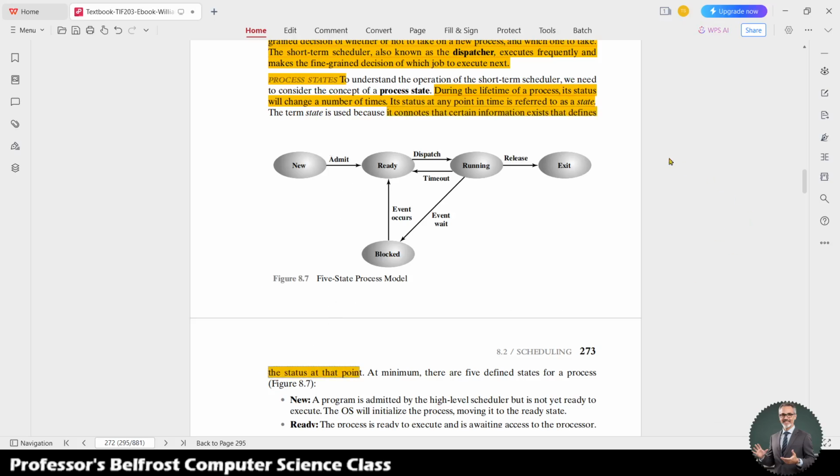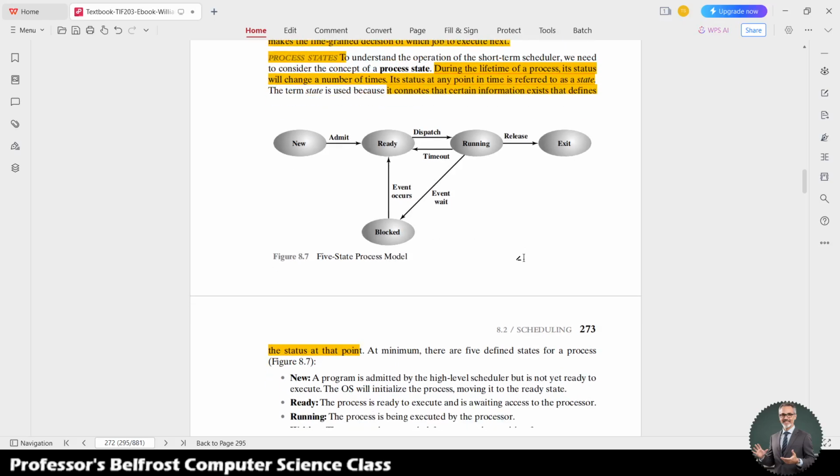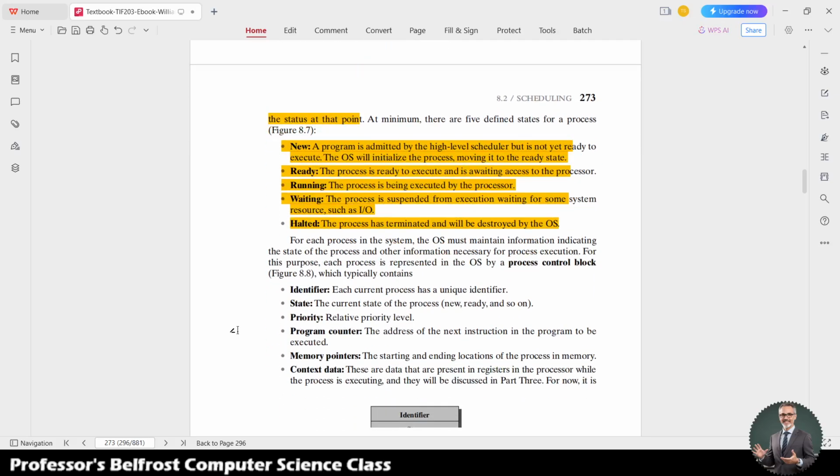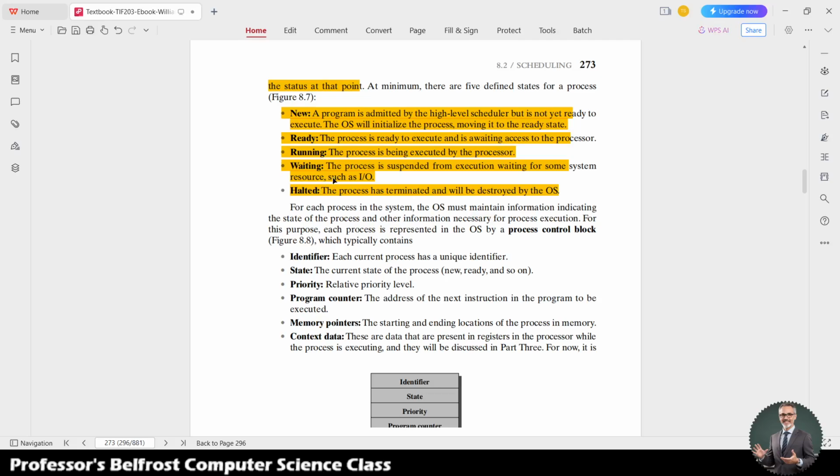We see the five-state process model shown in the figure above. The states are new, ready, running, blocked, and exit, and a process can move from one to another. New means that a program is admitted by the high-level scheduler but is not yet ready to be executed. Ready means that it is ready to execute and awaiting access to the processor. Running means that the process is being executed by the processor. Waiting means that the process is suspended from execution, waiting for some system resource. Halt means that it has been terminated and will be destroyed by the OS.